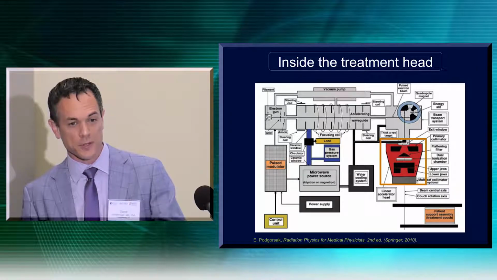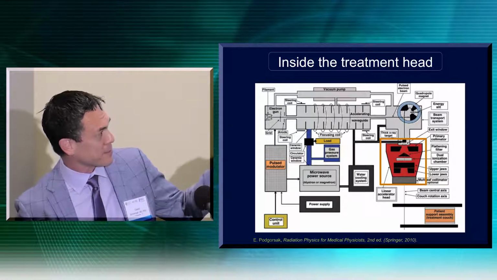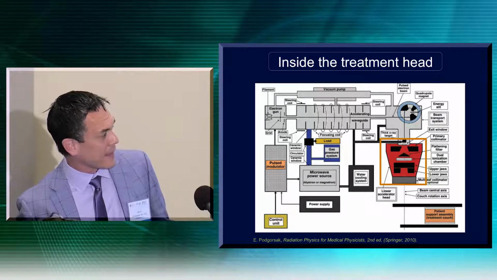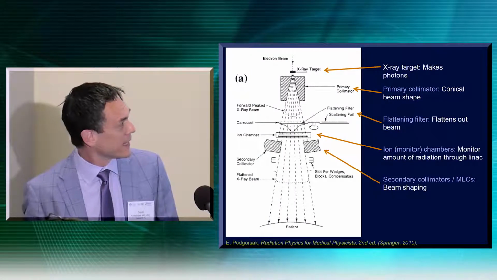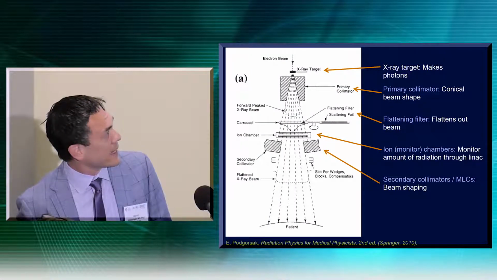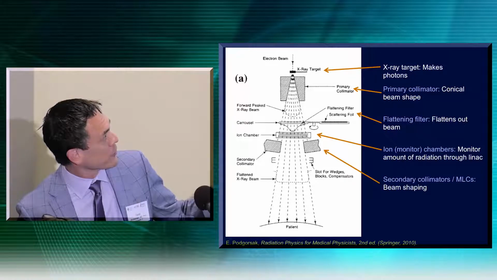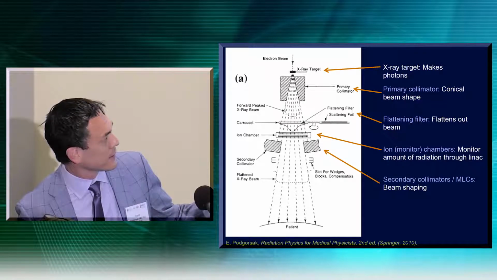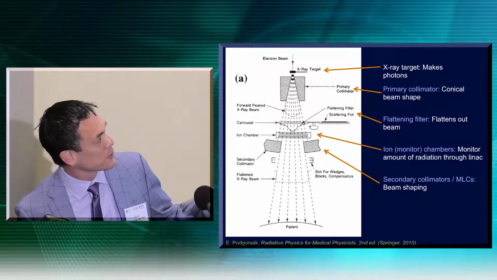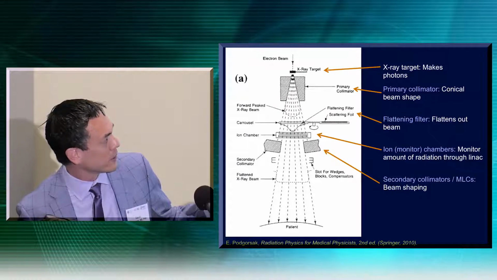So I'm oversimplifying for time, but that's basically the heart of a LINAC. And then the other important part is the treatment head, which if you blow it up has an X-ray target. So you have electrons that come in, they hit the X-ray target, they create photons that are shaped into a cone by the primary collimator.